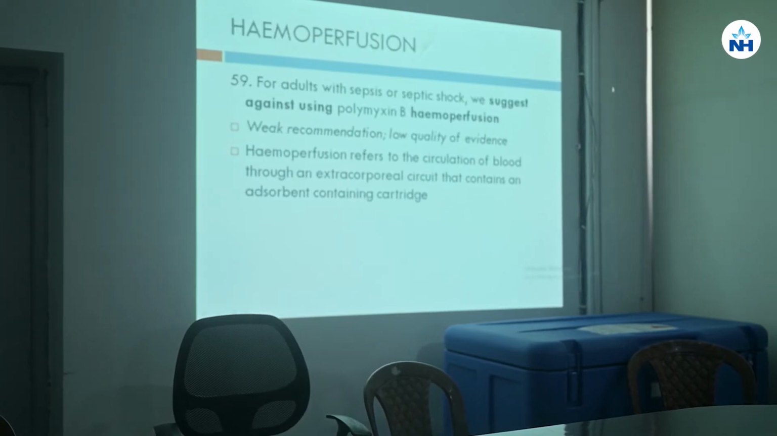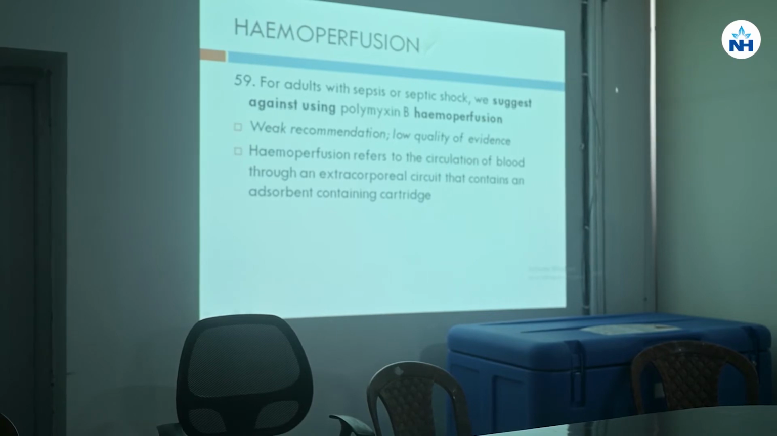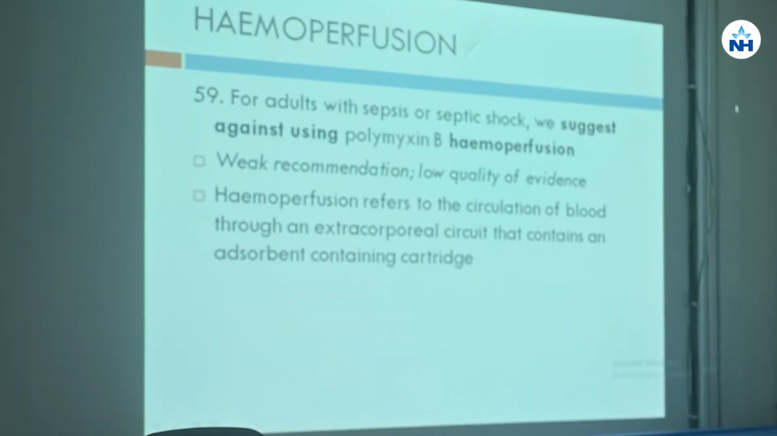So now come to hemoperfusion. For adults with sepsis or septic shock, we suggest against using polymyxin B hemoperfusion, a weak recommendation with low quality of evidence. So hemoperfusion refers to the circulation of blood through an extracorporeal circuit that contains an adsorbent cartridge. Now, polymyxin B hemoperfusion is the most commonly used, but it is not commonly used in the third world.